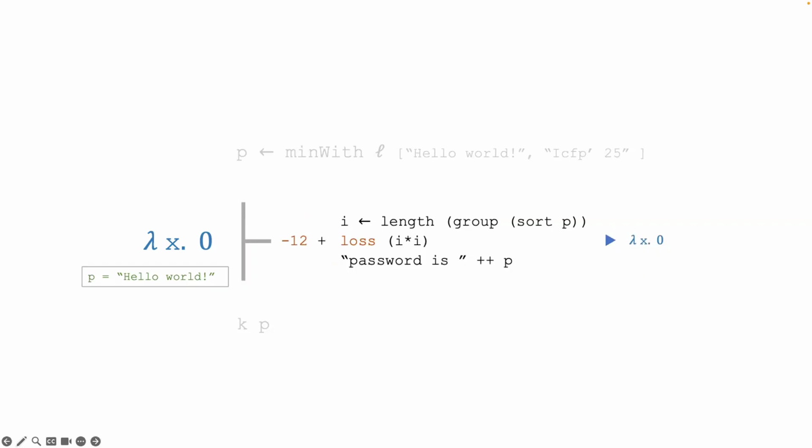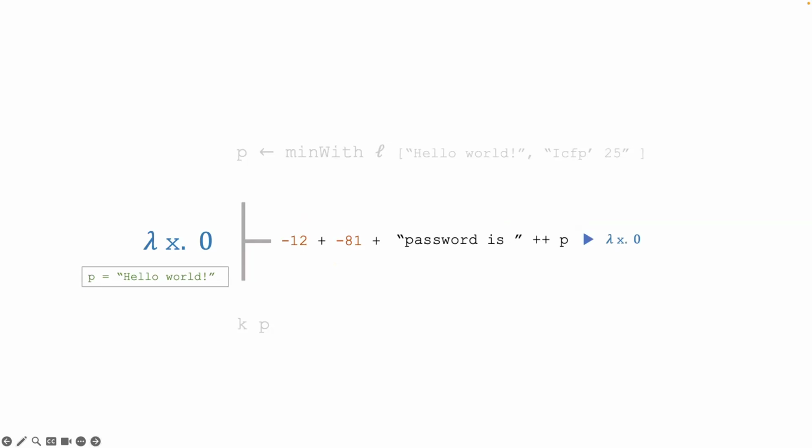And then we keep evaluating the rest of the program still under the same triangle operator. And our second loss is just the square of how many distinct characters there are in the string. I have done the calculation for you, so you can trust me on that. And then we just need to calculate the final string. In this case, the loss value is just 0. So the final result would be minus 12 plus minus 81 minus 0, which is minus 93. And this is the loss we would get when P is hello world, right?